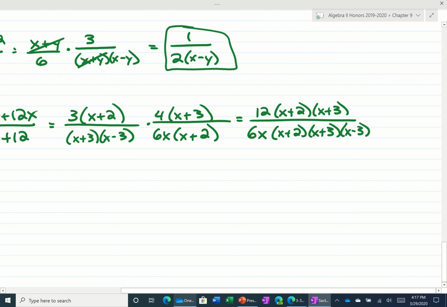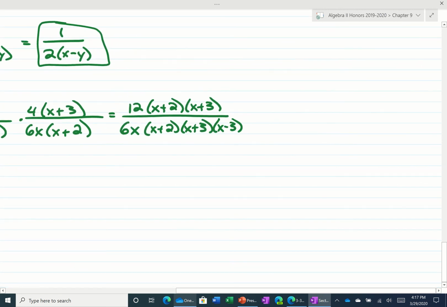So now that everything's in order, I could see that 12 over 6 would be 2. We don't have anything to go with that x, so I'm just going to keep that on the bottom. X plus 2's cancel, the x plus 3's cancel, and then the x minus 3 is still on the bottom. And that is the correct answer.